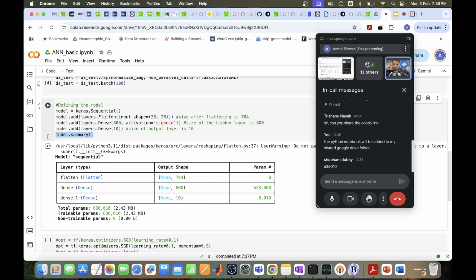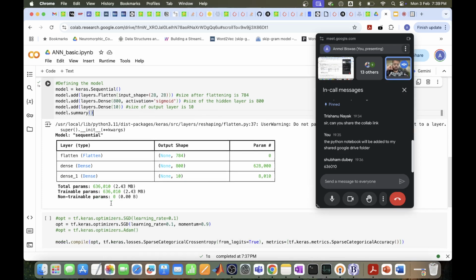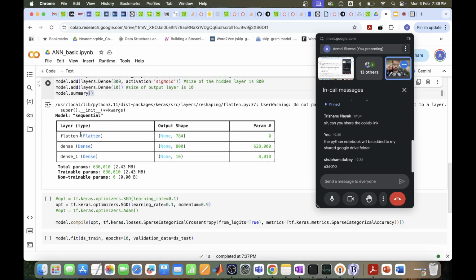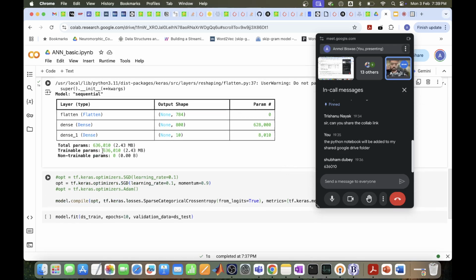And finally, there is this call, model summary, which gives you a summary of the model that you have developed, right? So this is what tells me how many parameters there are, how many total parameters, how many trainable parameters, how many in each layer, right? So there are these many here and this many here.